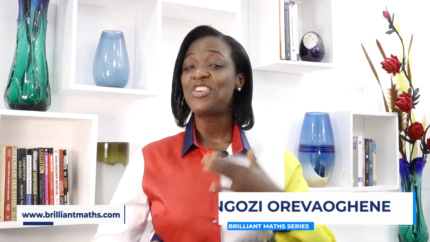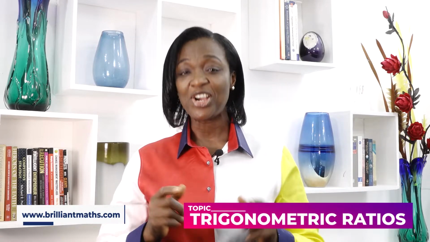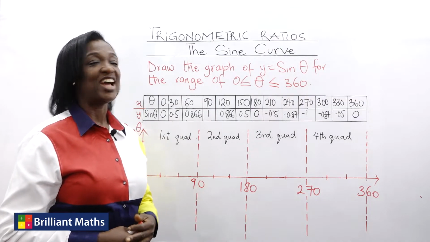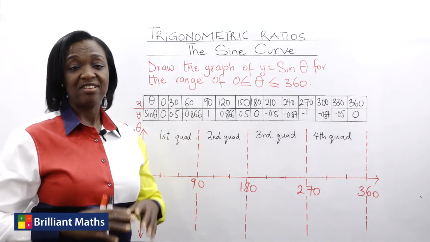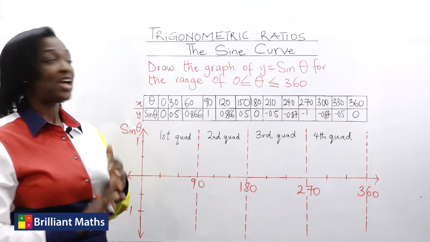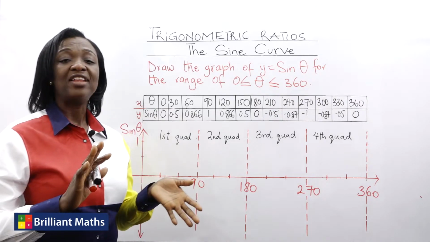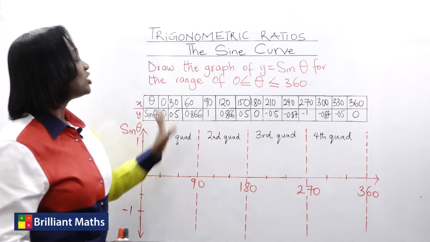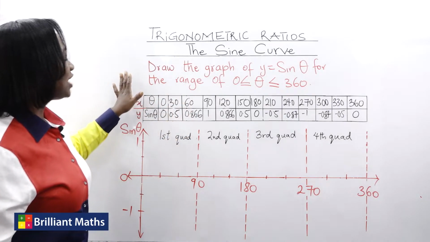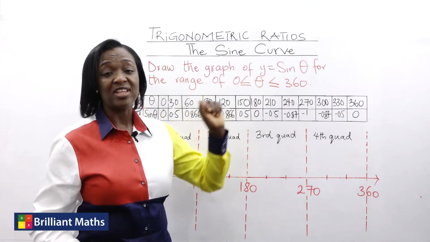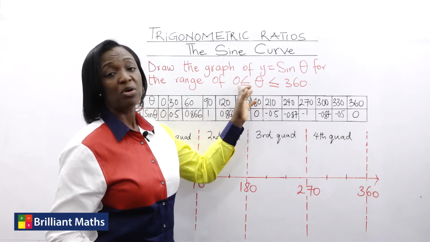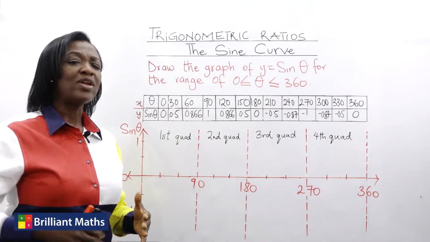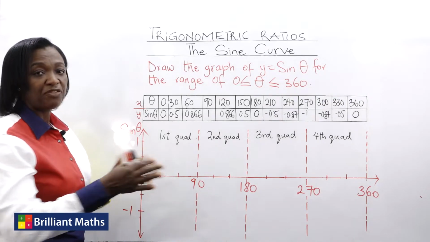We are continuing our lessons on trigonometry, so get your copy of Brilliant Maths Module 6 and let's go to class. In this lesson we are looking at trigonometric ratios and we want to be able to draw the sine curve. We talked about the sine ratio, the cosine ratio and the tan ratio. So here we're drawing the sine curve. The example is: draw the graph of y equals sine theta for the range of theta between 0 and 360. We want to see what the sine curve looks like in the different quadrants.